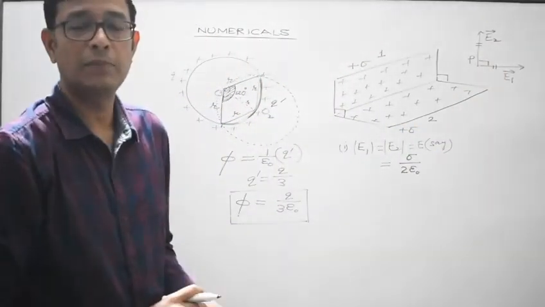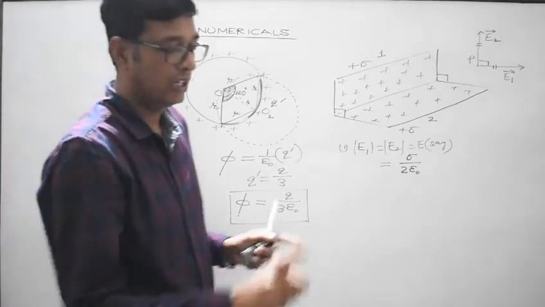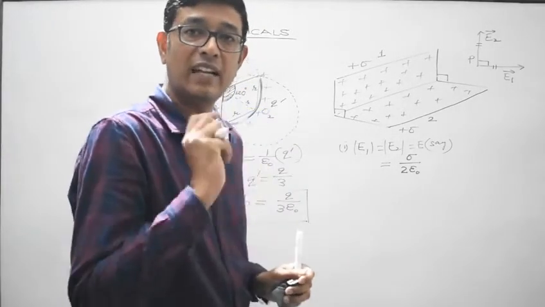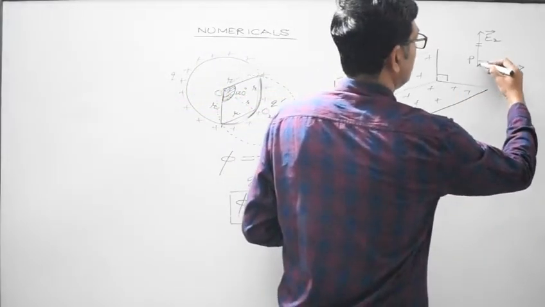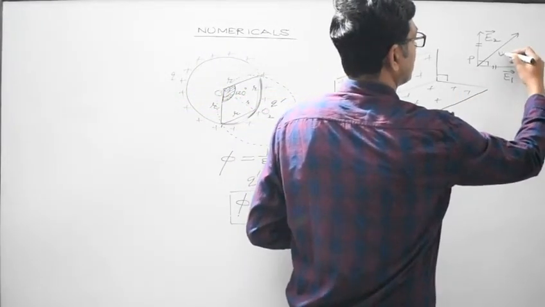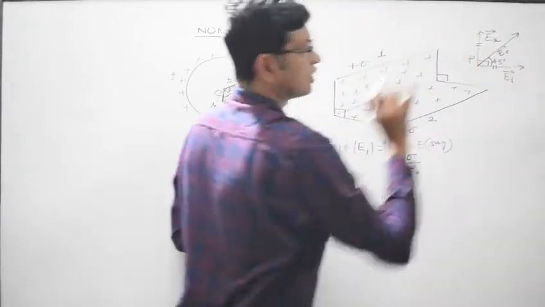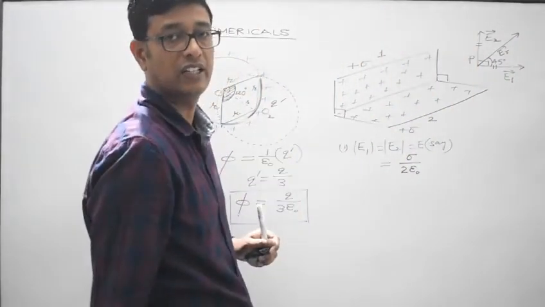So using the concept of laws of vector addition, whenever the two vectors are of equal magnitude, their resultant tends to bisect the angle between them. So this will be the resultant. It will make an angle of 45 degree. Now let's find its magnitude. Direction we have done. Let's find its magnitude.